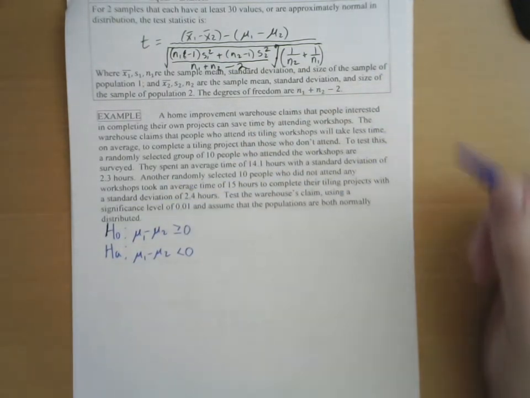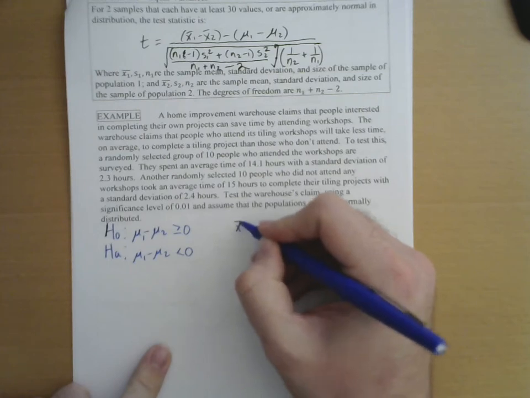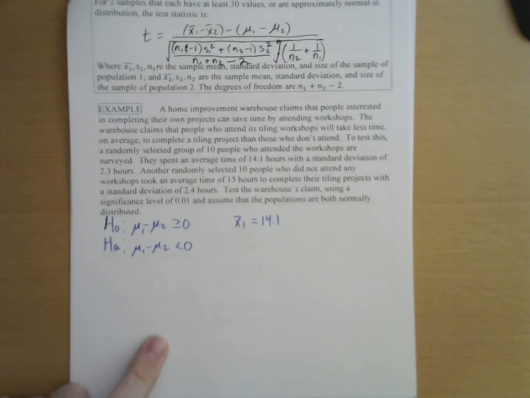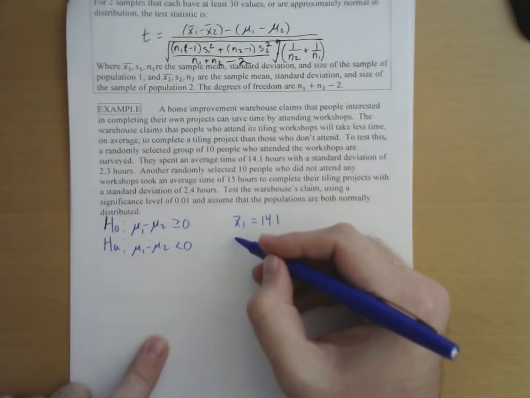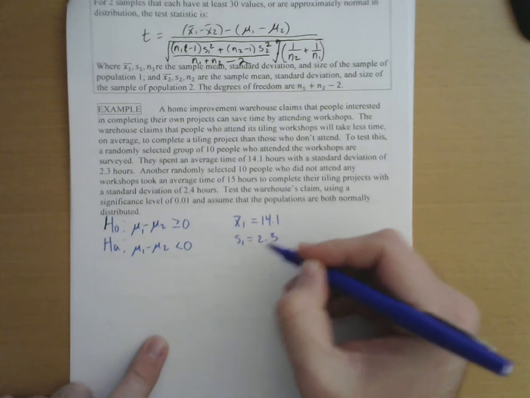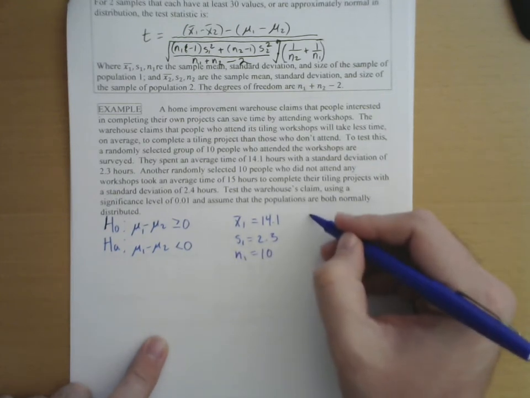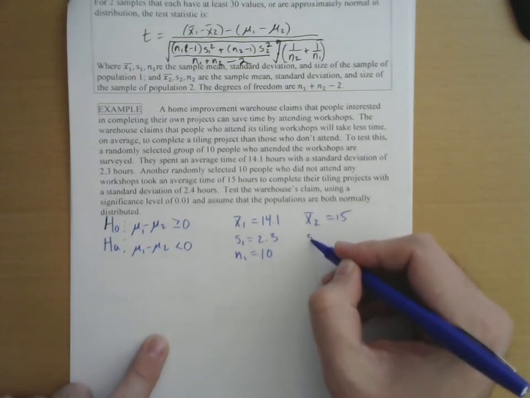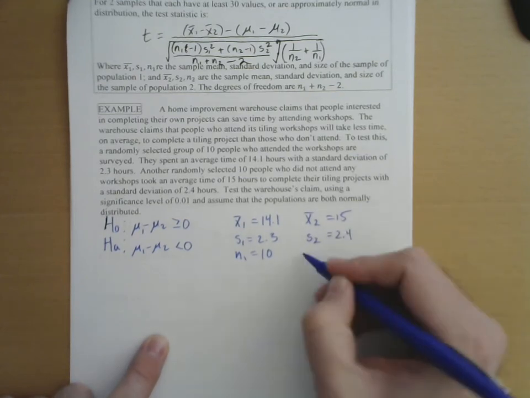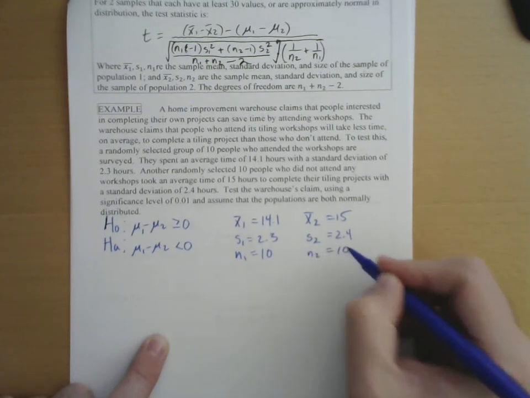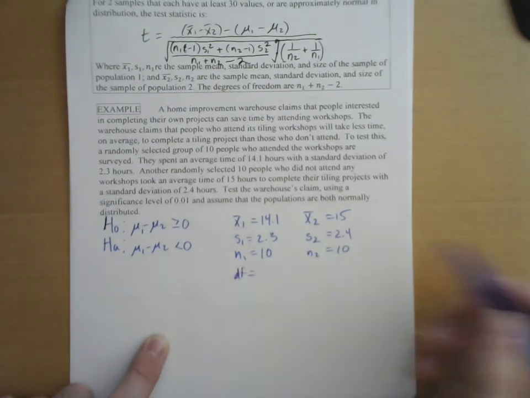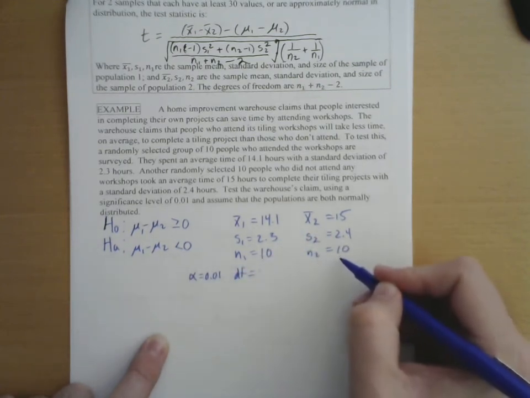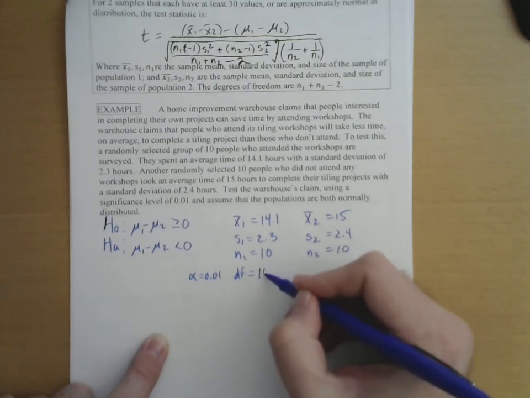So these are our null and alternative. X bar 1, population 1, is going to be the people who took the workshop. So the average is 14.1, standard deviation 2.3, and sample size of 10. X bar 2 is 15 then. These are people who did not take the workshop. S2 is 2.4, and N2 equals 10. Our degrees of freedom for alpha being 0.01 is N1 plus N2 minus 2, so that's 18.